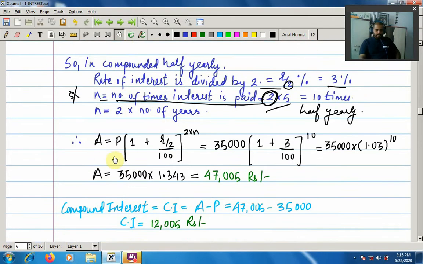What's next? Okay, so this is the formula. Amount after 5 years is A equals P into 1 plus R by 2. So my new rate is R by 2. I cannot write 6% here. And the n is nothing but 2n. So this n is 2 times number of years. 2 into 5, this is 5. So 35,000 into 1 plus 6 by 2, 3 upon 100.